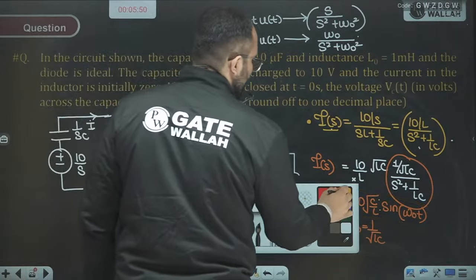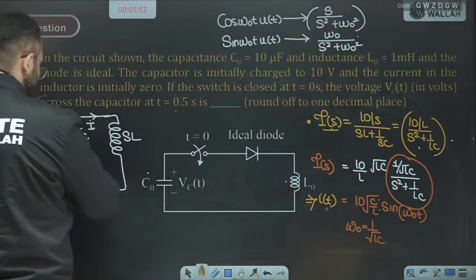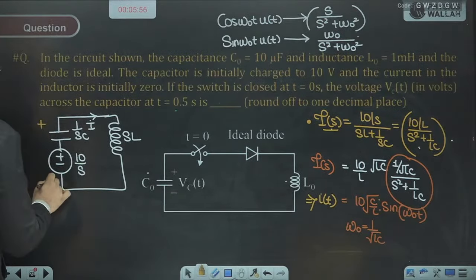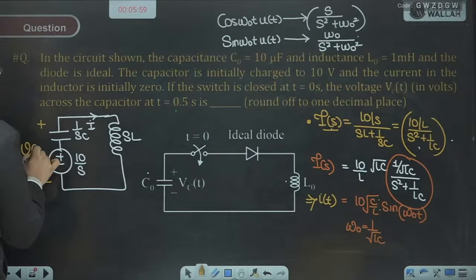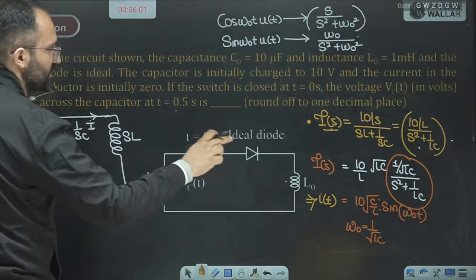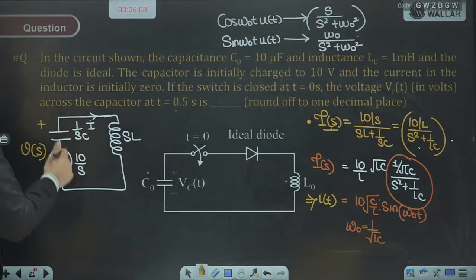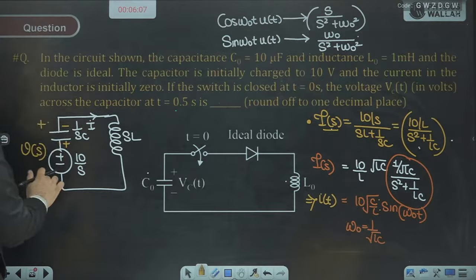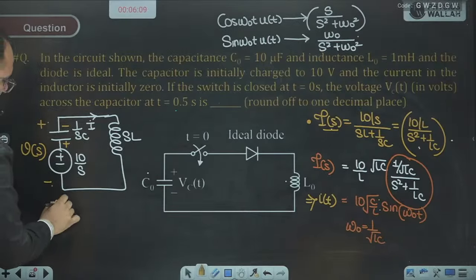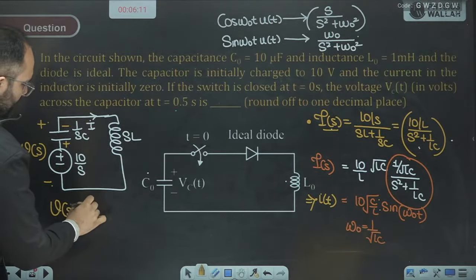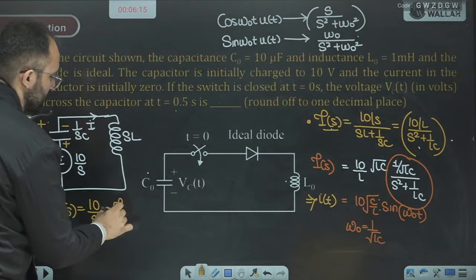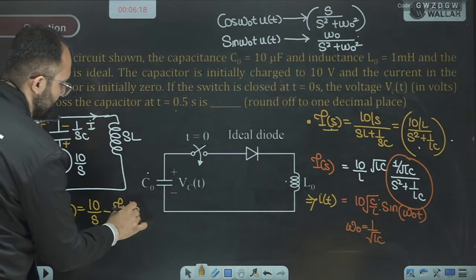Now what will be the voltage across the capacitor? We have the current, so we can find out the voltage across the capacitor. This is the total voltage. We can see that the total voltage across the capacitor will be 10 upon S minus current multiplied by 1 upon SC.